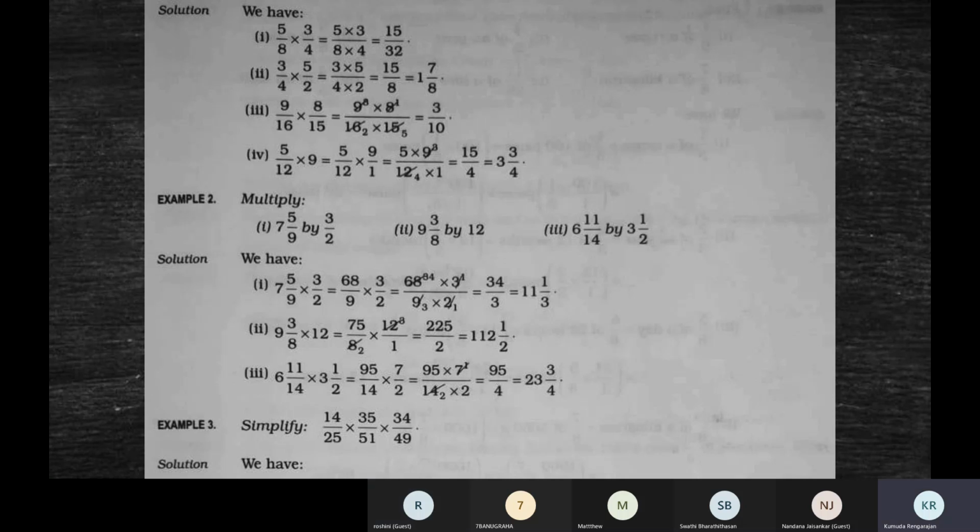Now let's see the rule. Or maybe we'll just see all these answers and then see the rule. See the next one. We have to multiply 3 by 4 and 5 by 2. Now the denominators are 4 and 2. They are unlike fractions. It's okay if they're unlike. We can multiply them. How to multiply? Multiply the numerators, multiply the denominators. 3 into 5 is 15. 4 into 2 is 8.